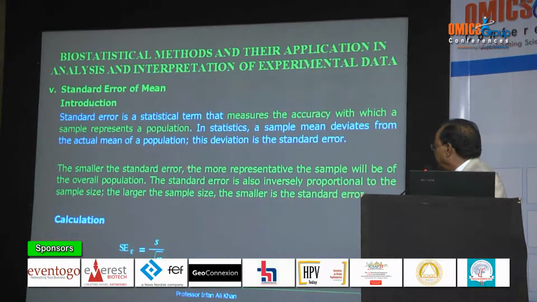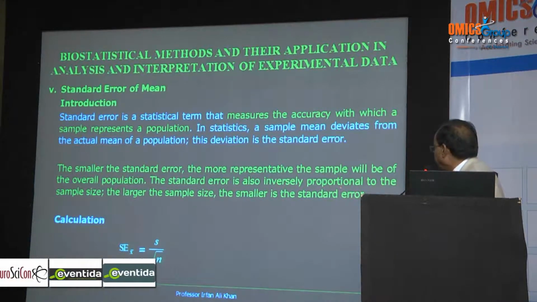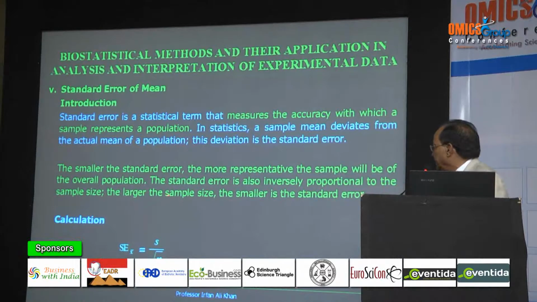The smaller the standard error, the more representative the sample will be of the overall population. The standard error is also inversely proportional to the sample size. The larger the size of the sample, the smaller is the standard error. We should concentrate more on the larger side, not on the smaller size of the sample. That will not give you correct values. Whereas in the case where the standard error is more, in small samples, you will not get the significance level. We will not be getting significance if the standard error is more.